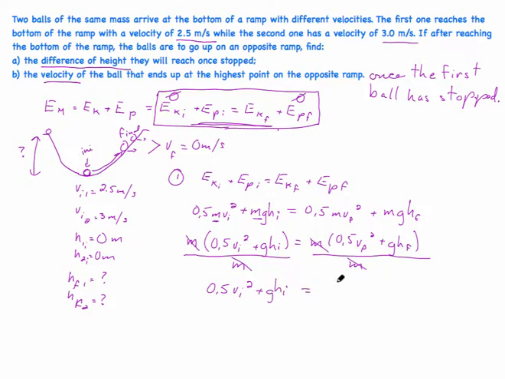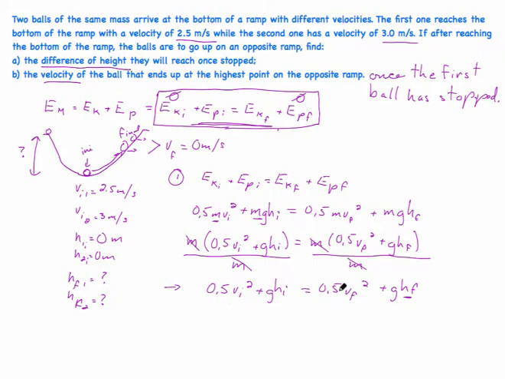g hi is equal to 0.5 times vf squared plus g hf. So I got rid of the mass. Lucky, how lucky is that? So now I can start putting in some numbers, because I'm really looking for the final height here. This is still for my first ball, but really, this is what I'm going to be looking at.